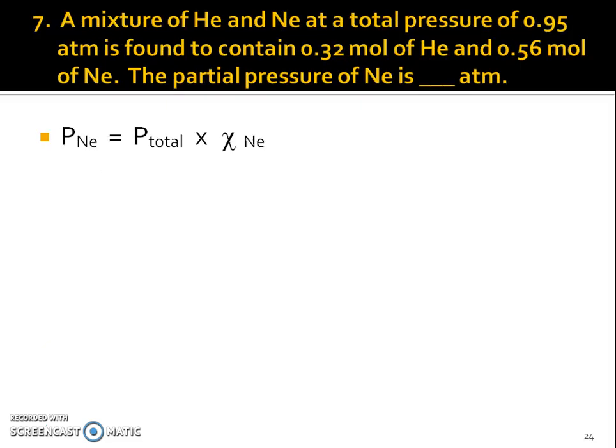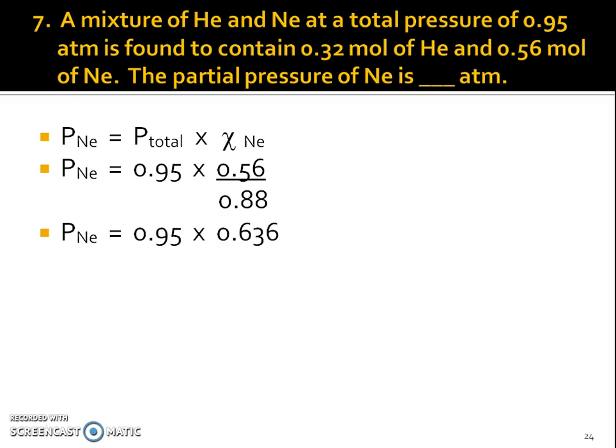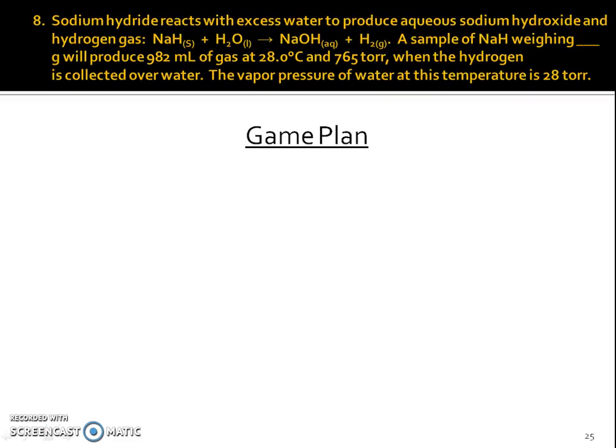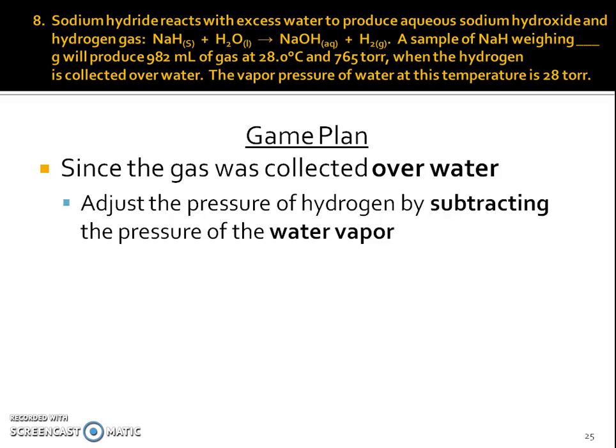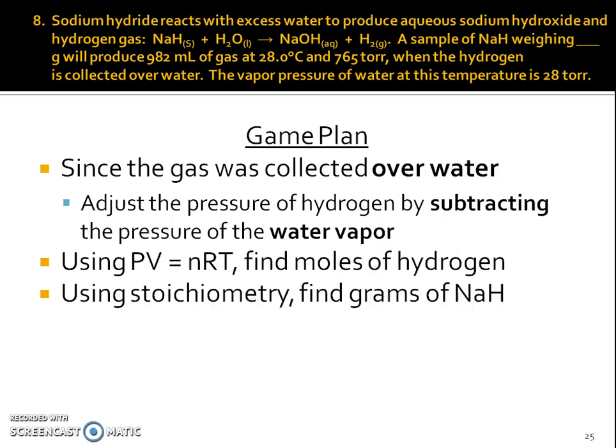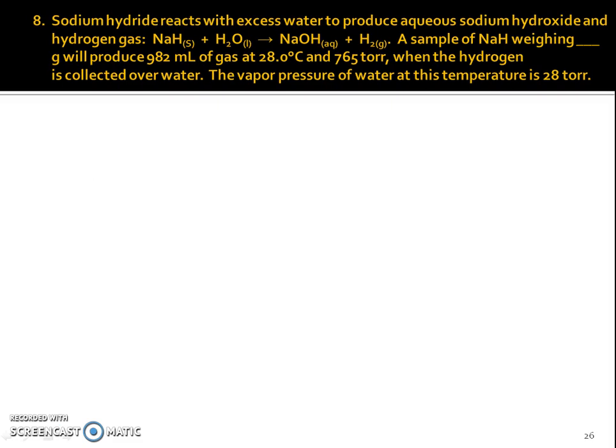Number 7. That's pretty straightforward. Number 8. Little stoichiometry it looks like because there's a reaction. Let's see. Here's the game plan. There's that stoichiometry word. And the solution.